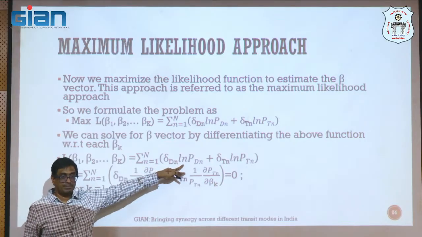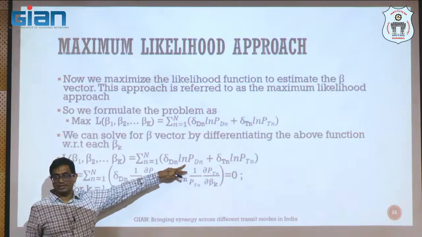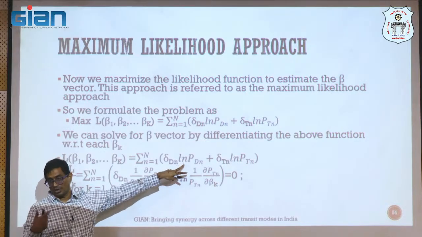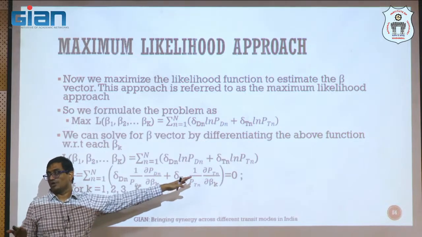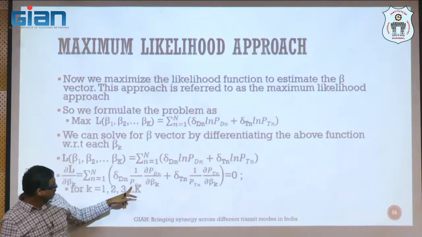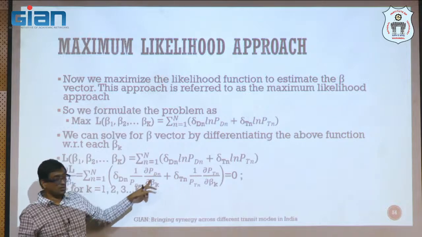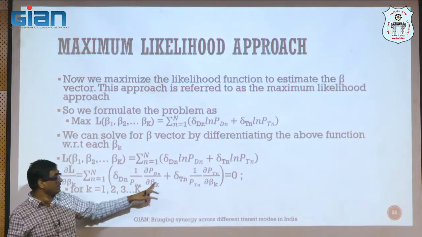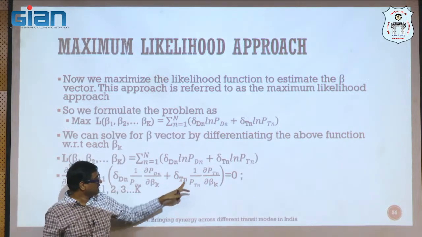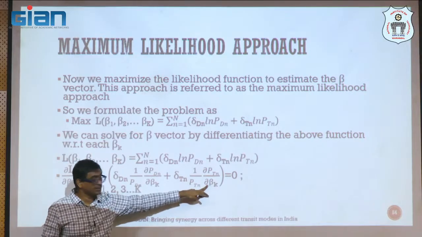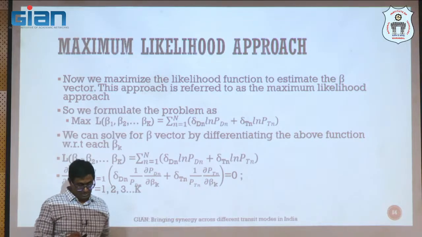I have the ln PDN. PDN is a function of beta. The derivative of ln x is 1 over x. So that's why you get 1 over PDN here. But you have to take the derivative of what is inside also, PDN over beta. Similarly for that one, it is delta TN times 1 over PTN times the derivative.